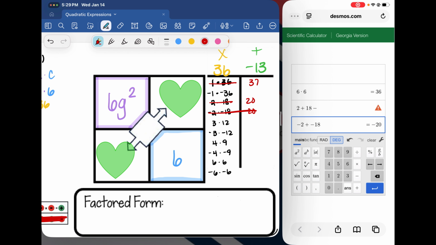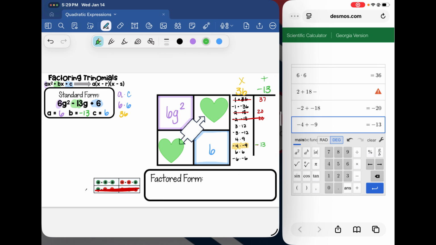So go down the list and find the numbers that will add up to a negative 13. And hopefully you chose a negative 4 plus a negative 9, because those add up to a negative 13. That means the two numbers that I want to use to rewrite my B term would be negative 4 and negative 9. So I will have a negative 4G and a negative 9G, because negative 9 plus a negative 4 gives negative 13.